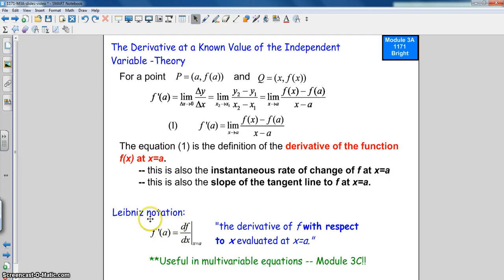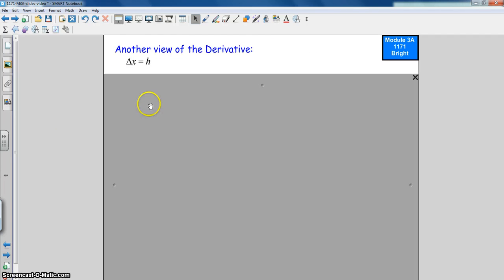Again, this notation will be easier for us to use initially, but when we get into multivariable equations, so equations with more than one independent variable, we will need to use Leibniz notation to distinguish between these concepts. Okay, and now one last view of the derivative, and this gets a little algebra intense, so feel free to pause the video when you need to.